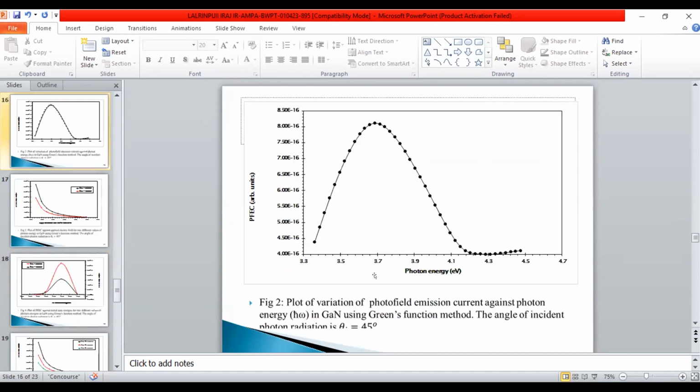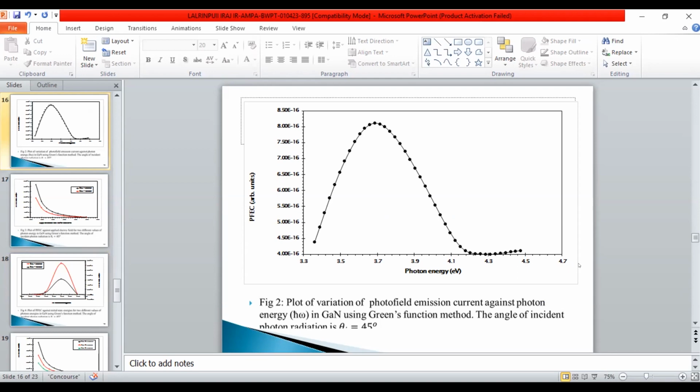Here is figure 1. Figure 1 is a plot of variation of photo field emission current against photon energy ħω in gallium nitride using Green's function method. The angle of incident photon radiation is θi equal to 45 degrees.